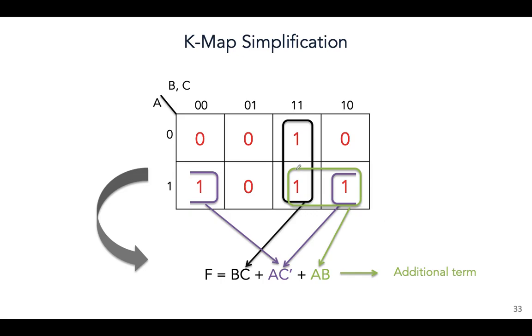So if you go ahead and use this group as well, the green one, then you would have gotten an additional term AB, right? But the rules for K-map simplification, all you have to understand, is you have to form the largest group possible and you have to avoid overlapping. But again, this is not wrong, all right? Since the whole point of this is to perform simplification, it is better to go with BC plus AC dash rather than BC plus AC dash plus AB, because this is much simpler than this whole thing. This is not wrong, but this is preferred.